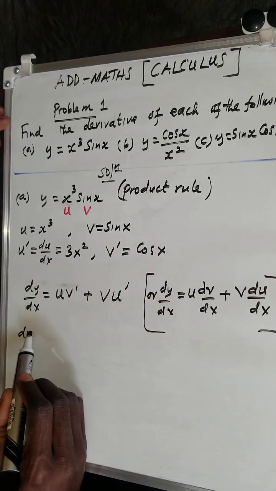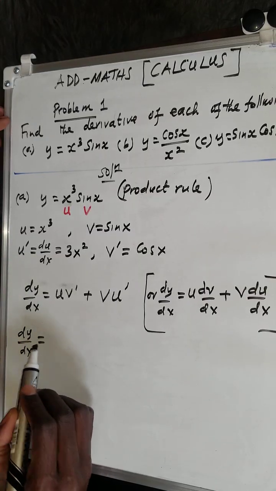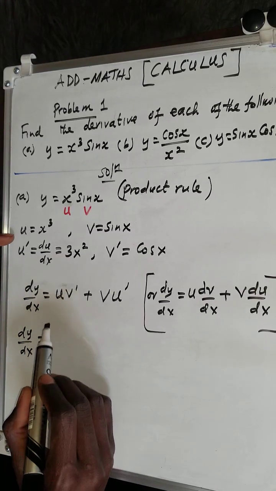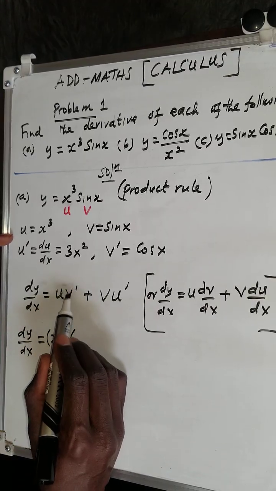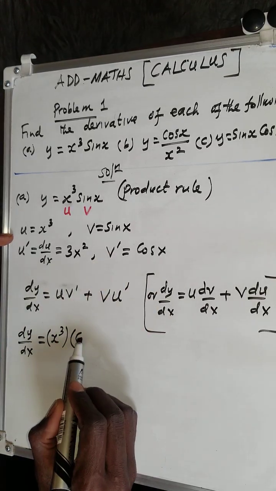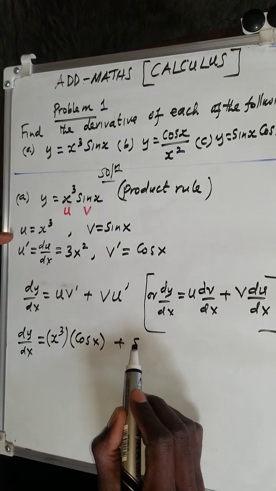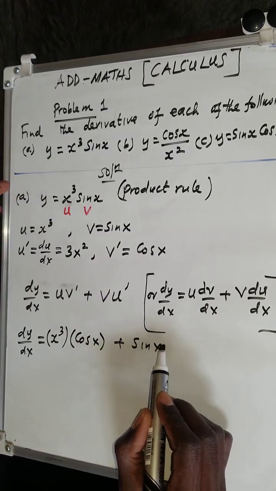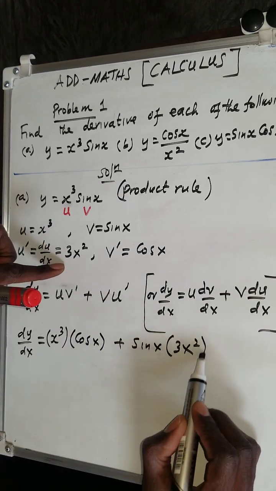All right, so dy over dx will be equal to, what is your u? Your u is x raised to the power 3. And what is the derivative of v? We got that one as cos x, plus what is my v? My v is simply sine x. And what is the derivative of u? It is 3x raised to the power 2.